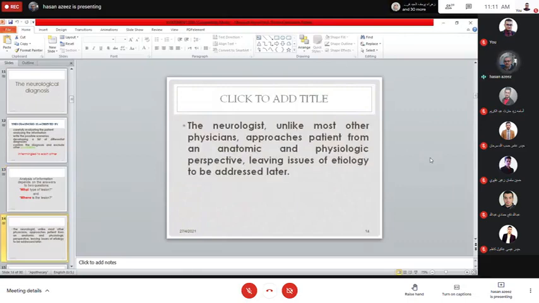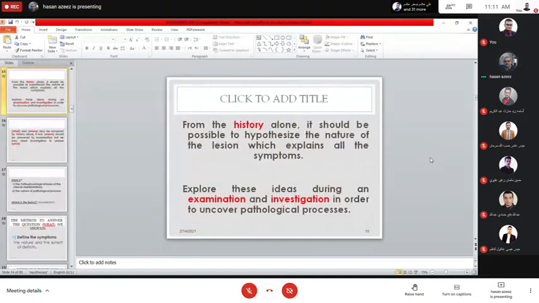The neurologist, unlike most other physicians, approaches the patient from an anatomic and physiologic perspective, leaving the issue of etiology to be addressed later. So we should have localization of the lesion before addressing the etiology of the problem. Basically, from history alone, it should be possible to hypothesize the nature of the lesion, which explains all the symptoms.